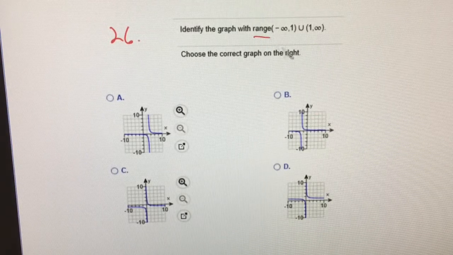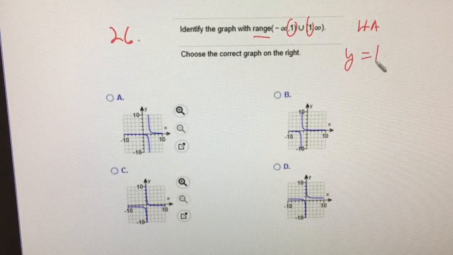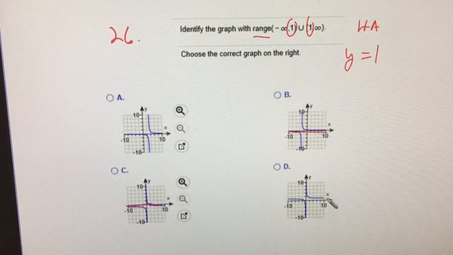The range, so it's everything but 1. That means it's going to have a horizontal asymptote at y equals 1. This one looks like it has a horizontal asymptote at y equals 0. This one looks like it has a horizontal at y equals -1. Y equals 0. This one looks like it has a horizontal at y equals 1. 2, 4, 6, 8, 10. I don't know, maybe not. It might be this. Nah, it's going to be D.